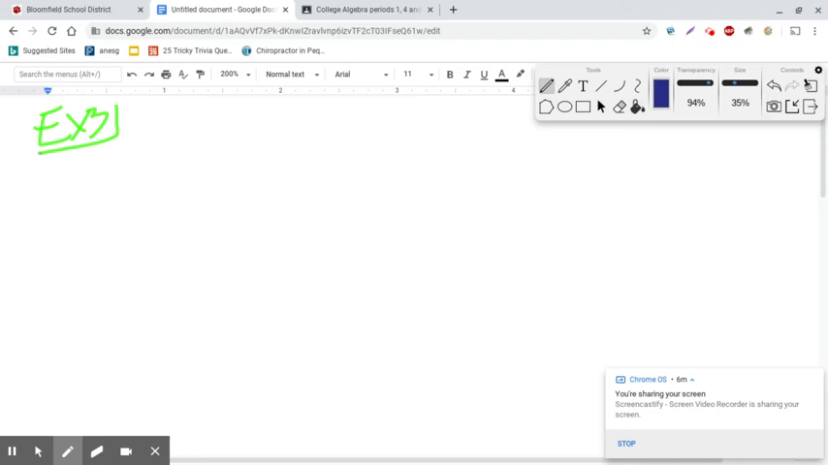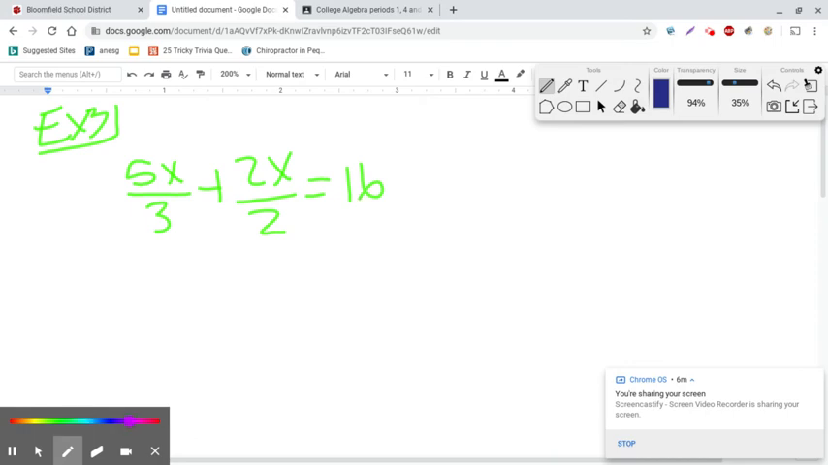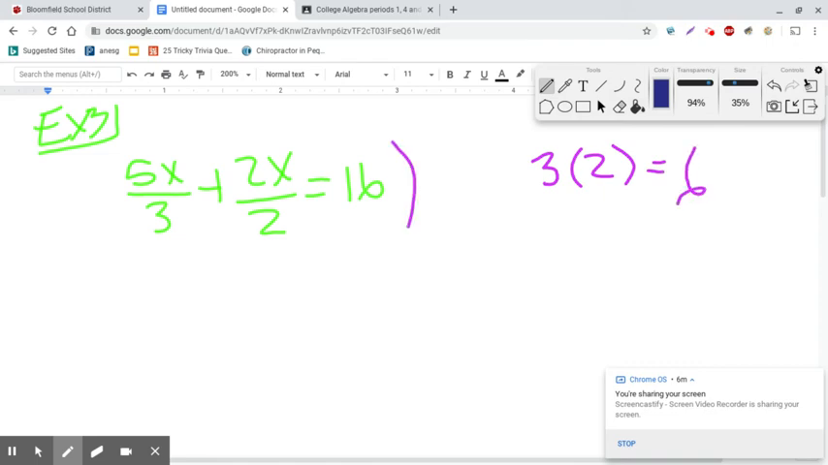All right. Second to last example. We're going to do 5x over 3 plus 2x over 2 is going to equal 16. All right, so our first step, we're going to take our two denominators, which is a 3 and a 2, and we're going to multiply them together, which gives us 6. That means we're multiplying this whole equation by 6. First part, second part, and the third part. Don't forget the third part.